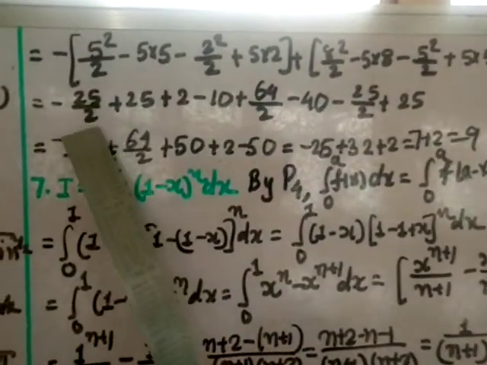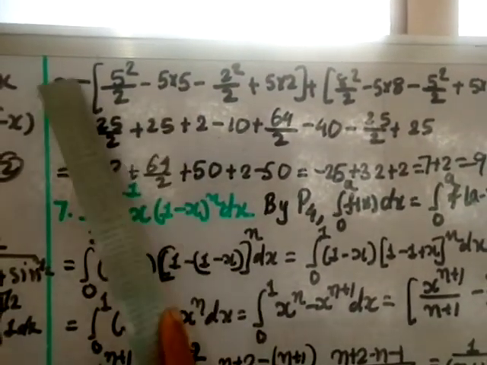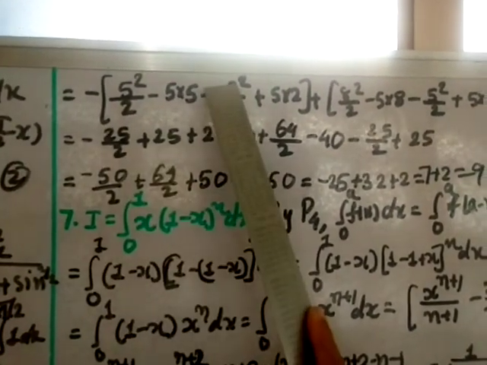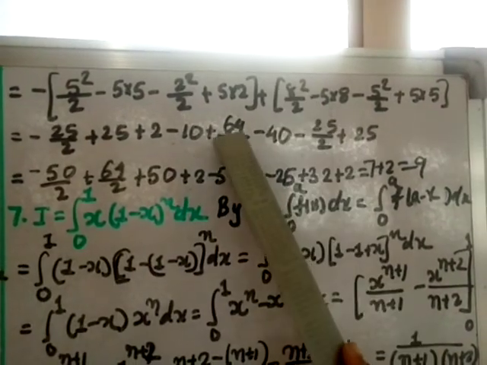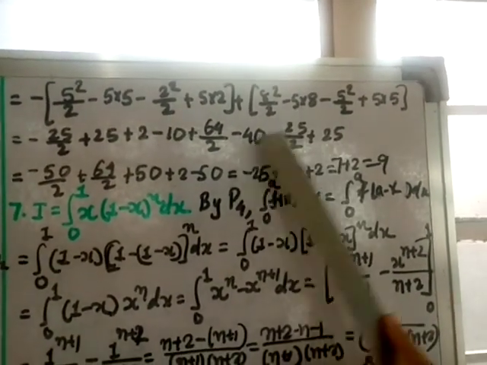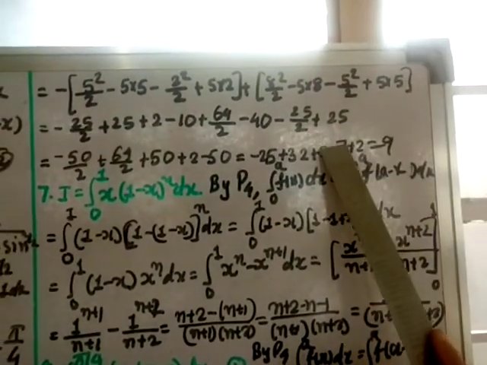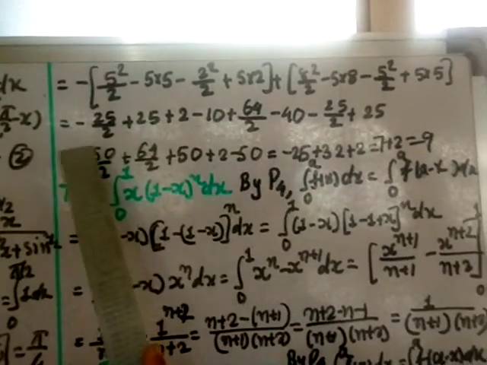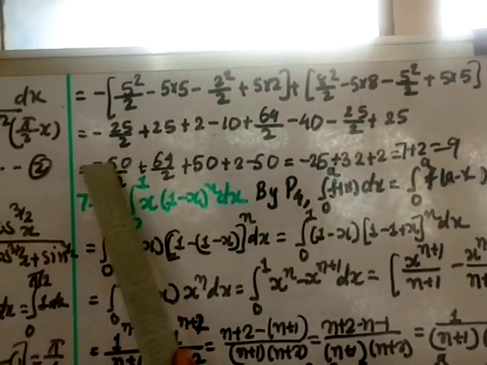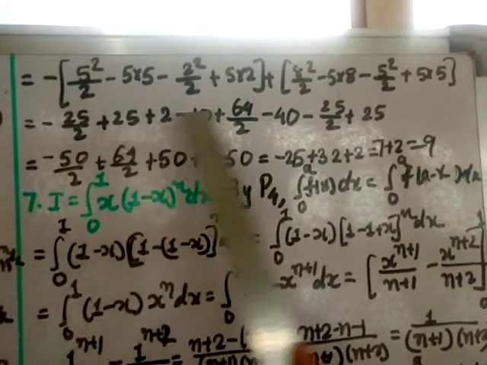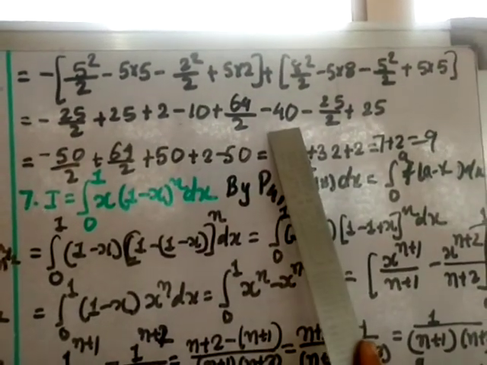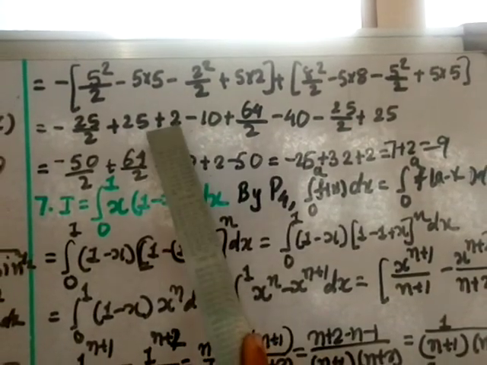So you get 25 by 2, 5 into 5, 25. This minus, I am multiplying. And 1 by 2, so plus 2, and 5 into 2 is 10, so minus 10. Here 64 by 2, here 40, here 25 by 2 plus here 25. So what you get here, 25 and minus 25 is minus 50 by 2, plus 64 by 2. Then 25 plus 25 is 50, minus 40 minus 10 is 50, and this is plus 2.